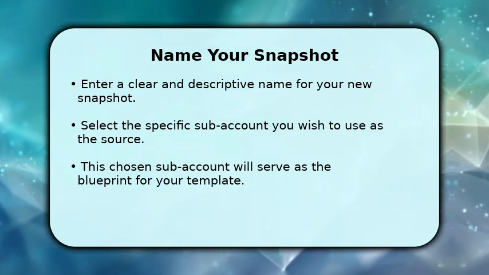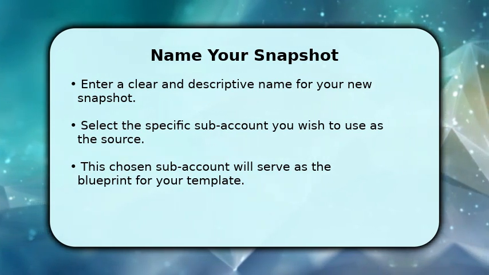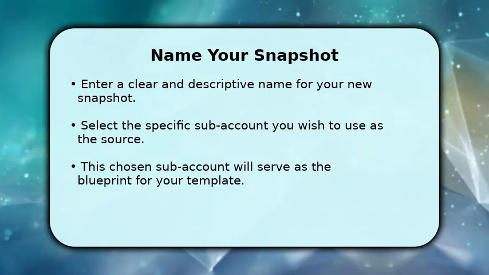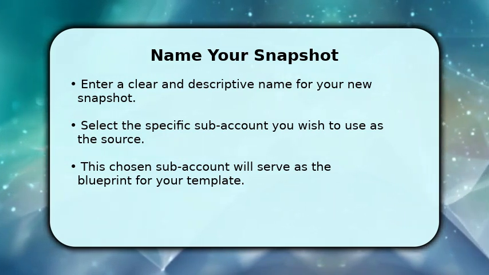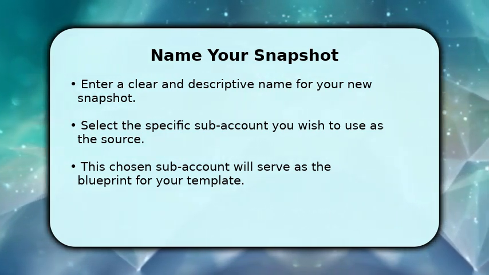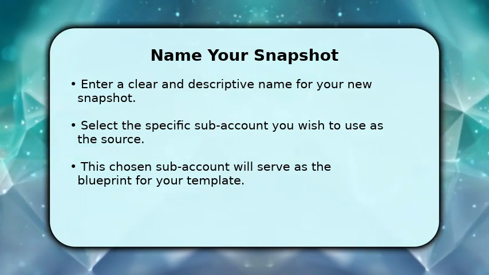Then, from the drop-down menu, select the source sub-account. This is the existing account whose settings, funnels, and automations you want to duplicate. Think of this as selecting the master copy. Ensuring you pick the correct source account is vital for an accurate and useful snapshot.